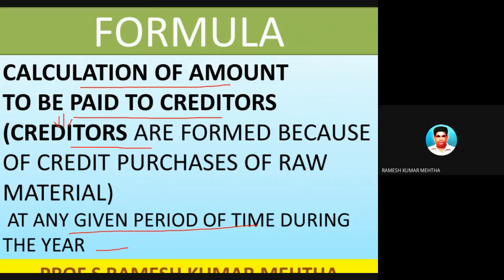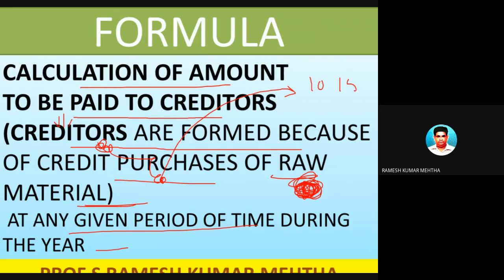So please remember, creditors are formed because of credit purchases of raw material. So raw materials come into the picture, and creditors are formed because of credit purchases. And once you have purchased, you will pay after a certain period of time, like 10 days or 15 days or 20 days. So creditors is the opposite of debtors. Debtors are formed because of credit sales, and creditors are formed because of credit purchase of raw material.